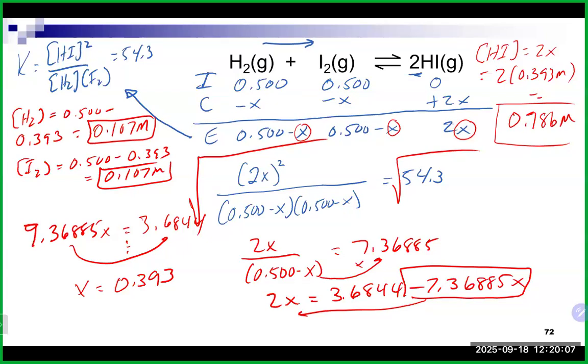Can you always use the square root? No. It does need to be a perfect square on both sides. For example, I don't think the last one had it, but if it's not a perfect square on both sides, you can't do the square root.